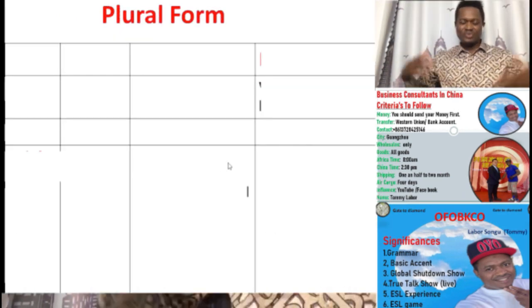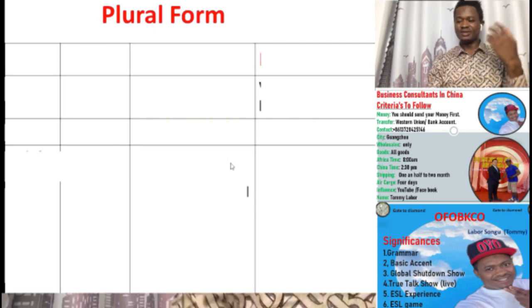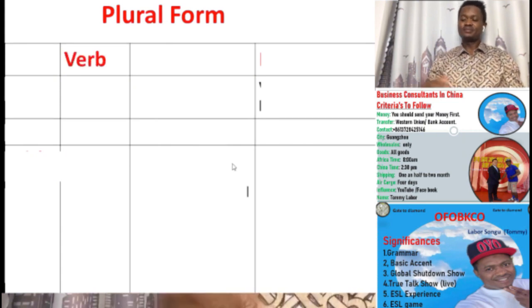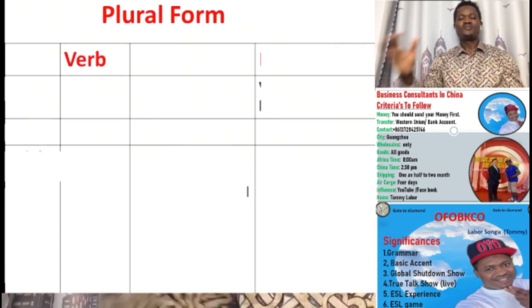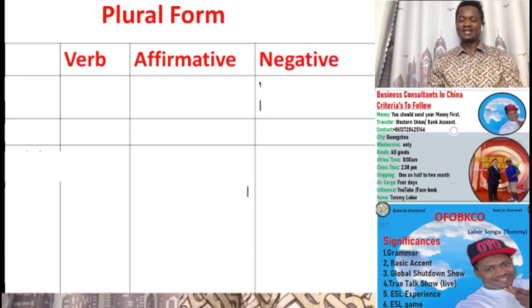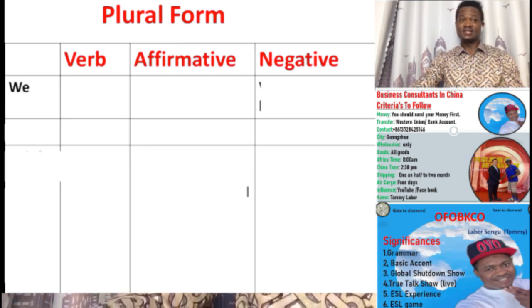All right, guys. Let's talk about the plural form in the past simple. Let's go to the table: the verb, affirmative, and negative. We is in the plural form.